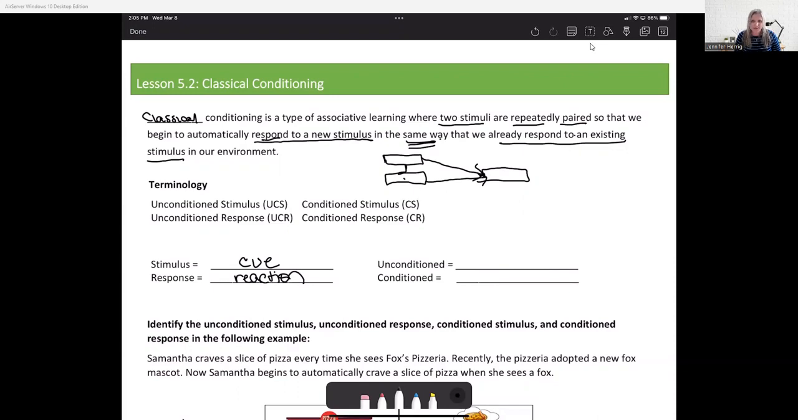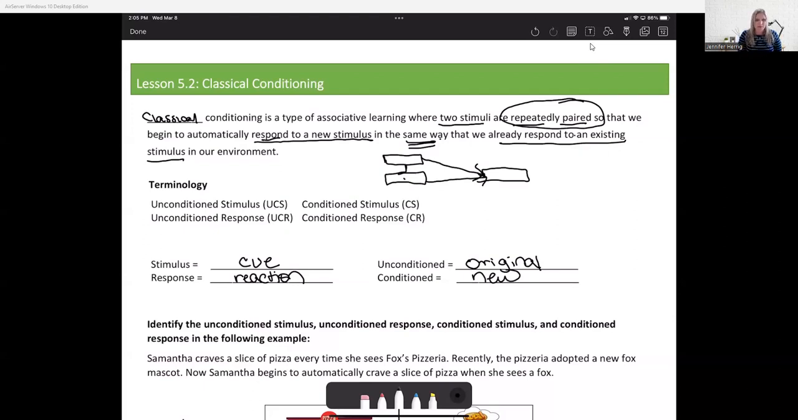If you see unconditioned, think original. This is what is already happening before this pairing happens. So this is what's already occurring, unconditioned, original. And if you see conditioned, think new. This is what will be happening after the pairing. So this is the newly learned cue and response to that cue. It's happening after the pairing. All right, so conditioned is new, unconditioned is original.